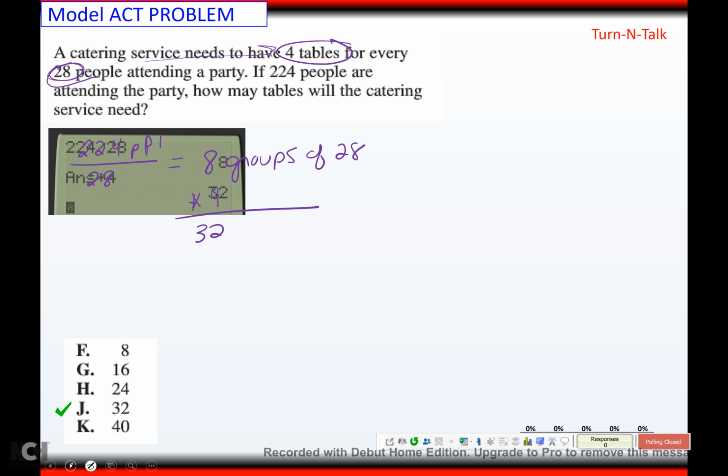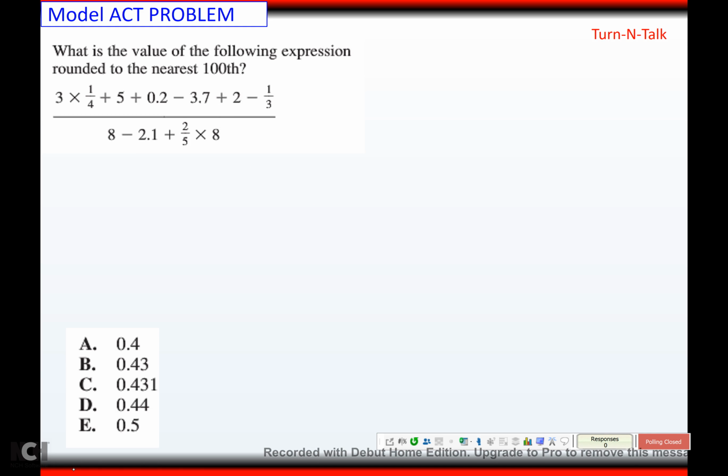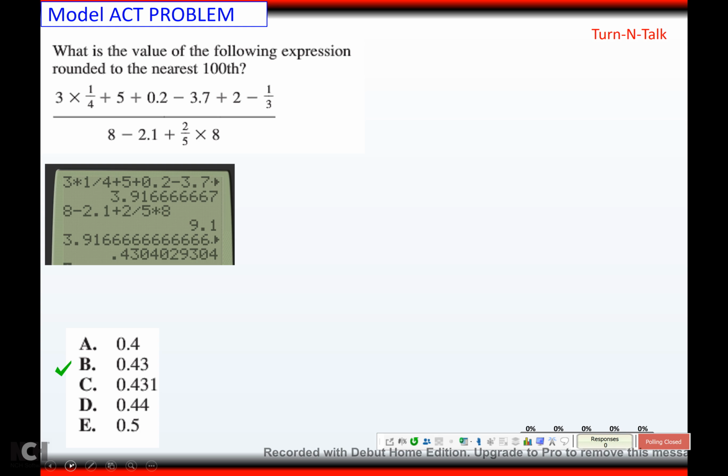Okay, try this one, hit pause, come back when you're ready. And I just typed it in the calculator and was very, very careful. And you end up with 0.43. Well, I did the top, then I did the bottom, then I did the top divided by the bottom, and got the answer.